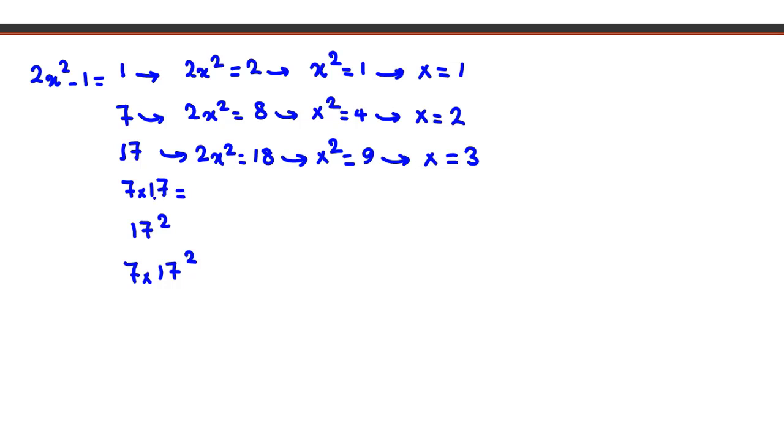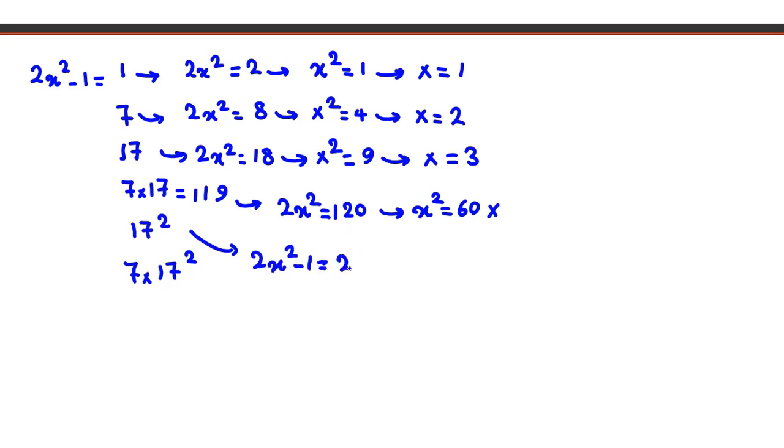Now 7 times 17 is 119. Adding 1, 2x squared is 120. X squared is 60, so this case is not possible. The next one, 2x squared minus 1 is 17 squared. 17 squared is 289. 2x squared, if you add 1, is 290. If you divide by 2, x squared is 145. Also here you could say it is 17 squared plus 1, which is not a perfect square, because it is twice a perfect square. Okay.